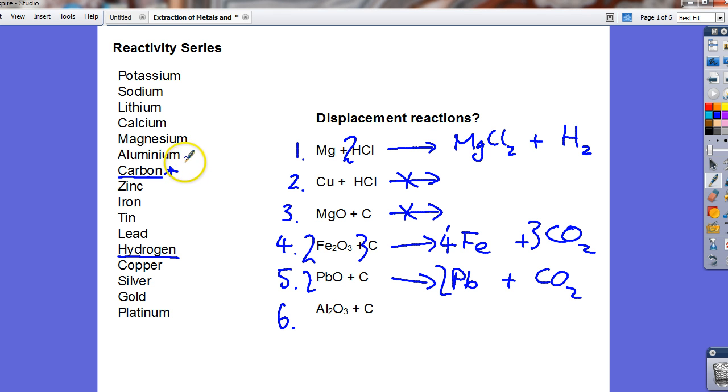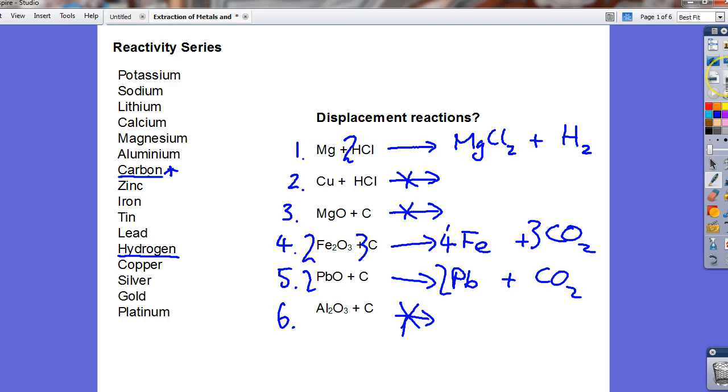Is carbon reactive enough to do this? I'm afraid the answer is no. The carbon cannot do that. Carbon is lower than aluminium, so the reaction doesn't work. We put a cross through it. So that is why we choose certain methods to form certain metals.